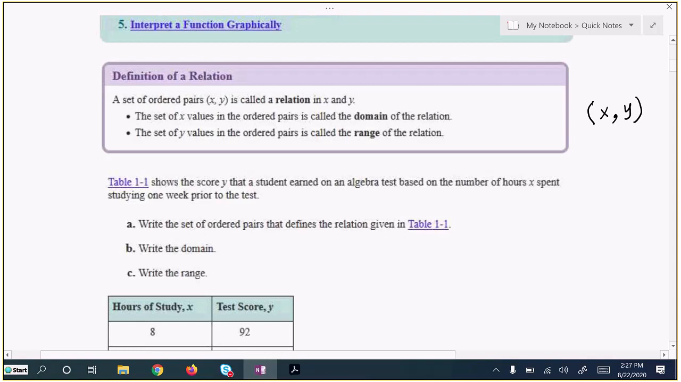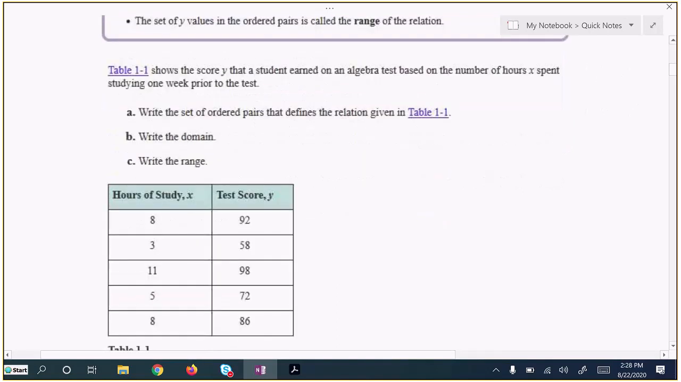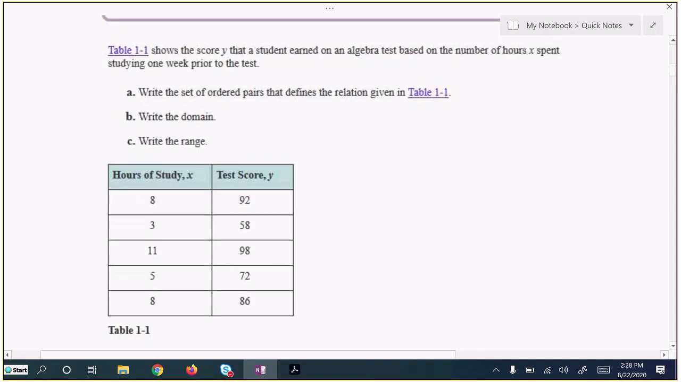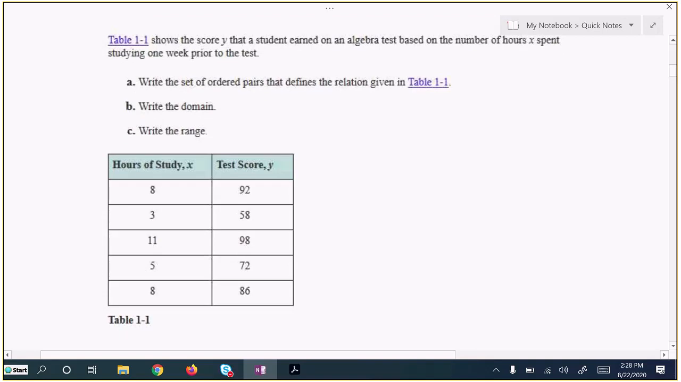And in this collection of ordered pairs, which is called a relation, the set of x values is the domain, and the set of y values is the range. So we'll do an example here, and it will probably become a little bit more clear what I'm talking about. Table 1.1 shows the score y that a student earned on an algebra test based on the number of hours x spent studying one week prior to the test. First, the question asks us to write the set of ordered pairs that defines the relation.